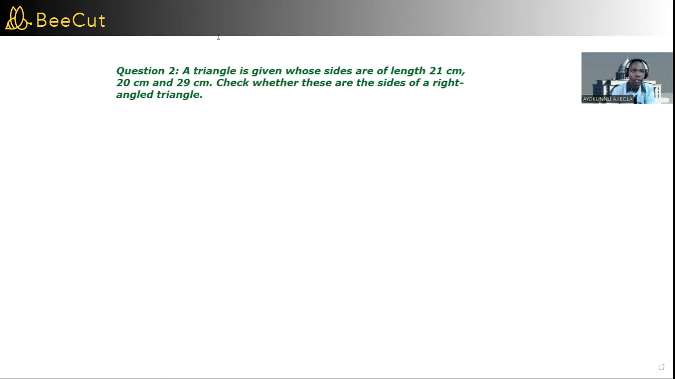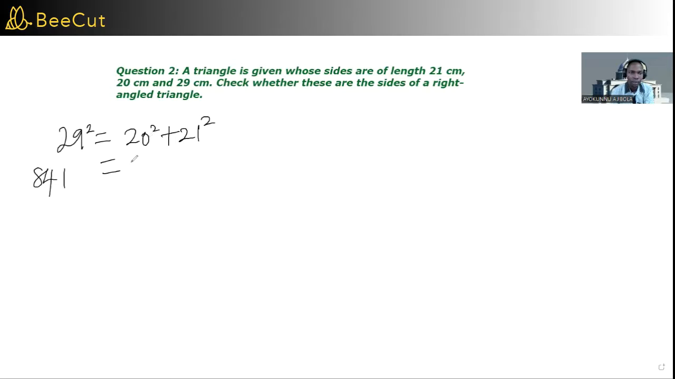Definitely, you know that the longest one is the hypotenuse. So with this, 29 is longest. 29 squared should be equal to the addition of the other two, so let's say 20 squared and 21 squared. If we are able to get this on the right hand side, then in the first place we need to know our 29 squared. So that is 29 times 29. That is 841. So we have 841 on this side.